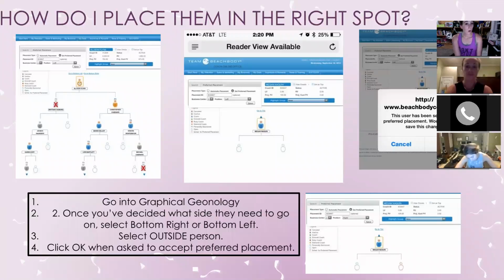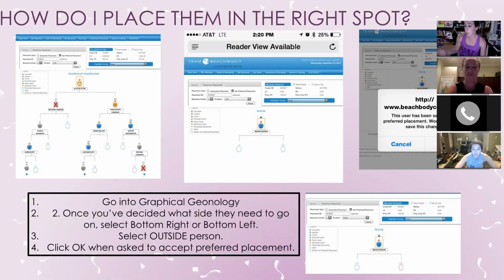And this is just a walkthrough of how to select them in the right spot. So you go to your graphical genealogy, go to either the bottom left or the bottom right, that little blue cookie thing, link, and it'll go all the way down to that side. So you always want to put on the outside of your organization, never on the inside. I never understood why, but just do the outside. And yes, you want to accept them. So they'll go from blue to red, like you can see in this one. You just accept that you want the placement to change.